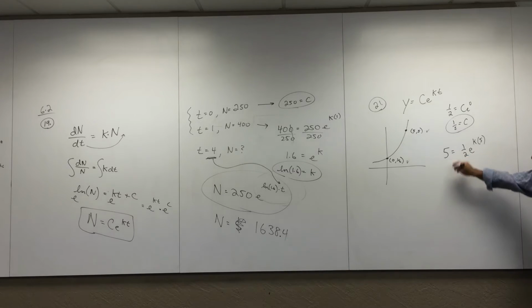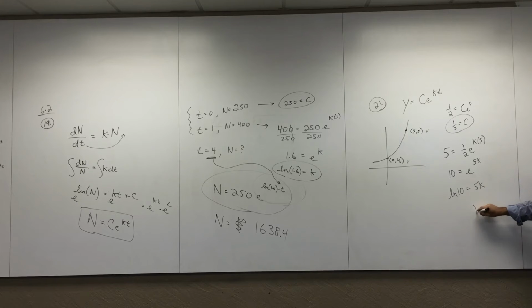I'll race you. Multiply by 2, that's a 10. E to the 5k. Take the ln of both sides. The ln of 10 equals 5k. Divide by 5. K is the ln of 10 divided by 5. And I can stop there, or I can make it a decimal, or just call it that. But there's no fraction.